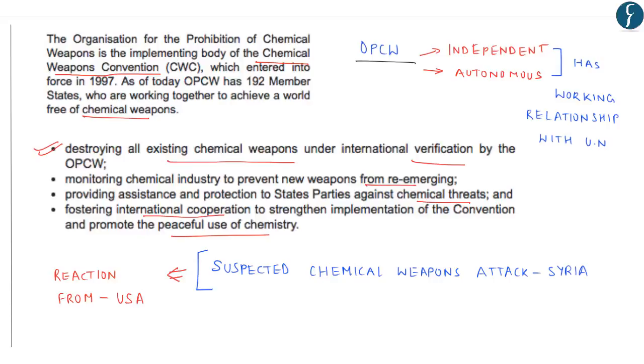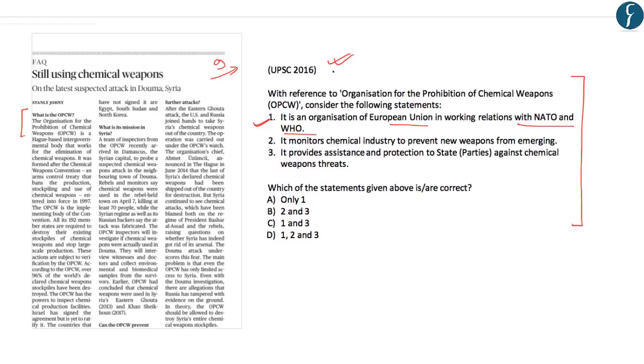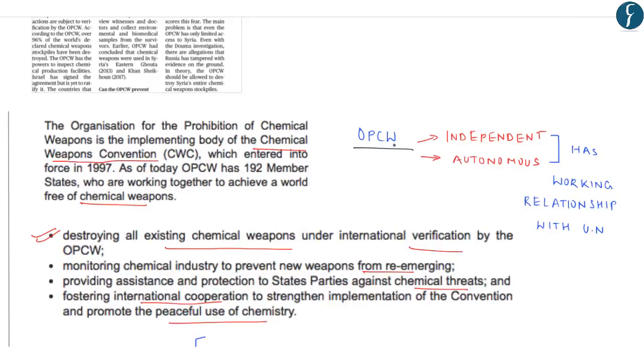So, after going through certain basic facts about the Organization for Prohibition of Chemical Weapons, let's go through the question again and try to solve the particular question asked by UPSC. The question reads, with reference to OPCW, consider the following statements. It is an organization of the European Union in working relations with NATO and WHO. Now we know that this statement is incorrect because, as we have studied, OPCW is an independent and autonomous institution and has a working relationship with the United Nations and not the European Union or NATO.